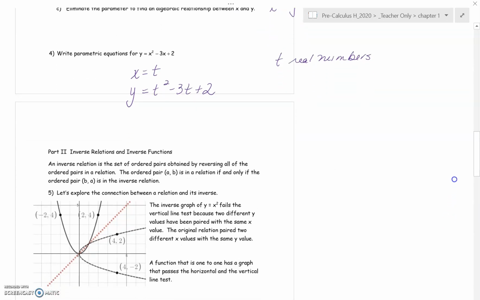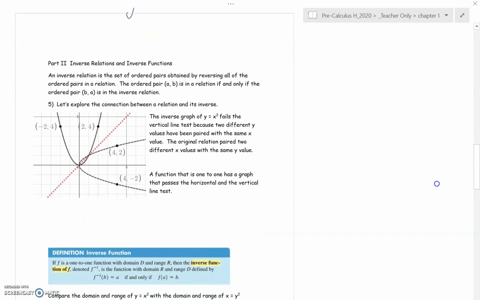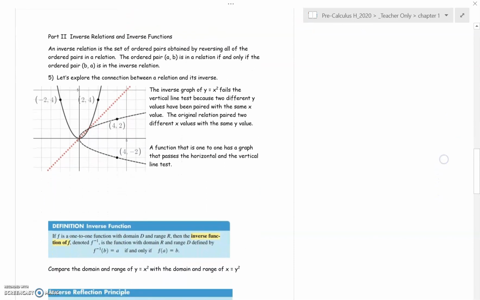Okay, so the next thing we're going to talk about are inverse relations and inverse functions. So go ahead and read about inverse relations, pause the video, and take a look at the graph. Okay, so first of all, we read f to the -1 as f inverse, and it does not mean the reciprocal. The reciprocal is actually 1 over f.